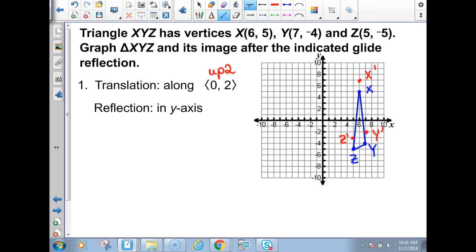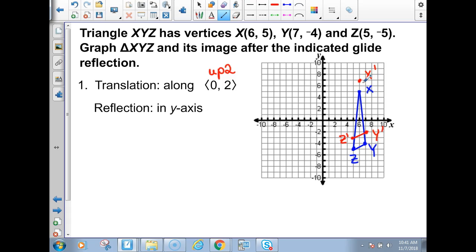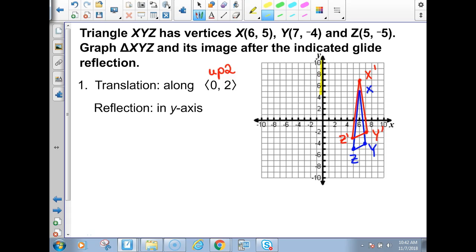Okay, and then draw over that triangle the new one. So again, you don't have to know that this is a glide reflection, but what a glide reflection does is it slides a figure and then reflects it over a line parallel to the original vector. So since this vector is up 2, it has to do a reflection in that direction. So we're supposed to go over the y-axis, and the y-axis is here.